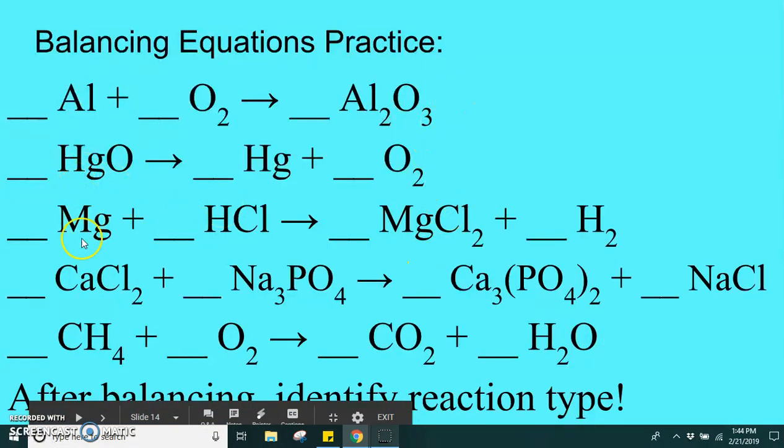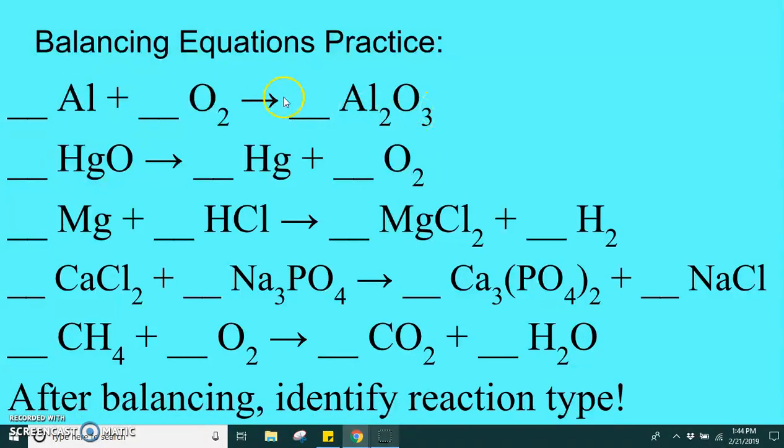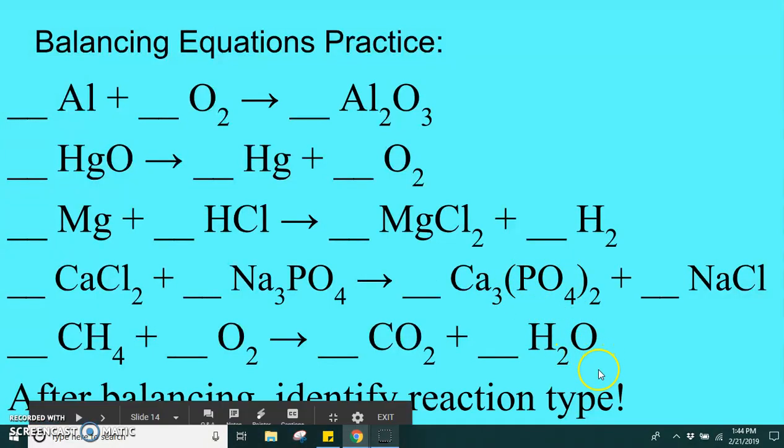Okay, so I want you to go ahead and try these practice problems. So like in this one right here, count the number of aluminums you have on both sides, count the number of oxygens you have on both sides, and see what coefficients you have to put in front to get them to be the same. This one right here, if you have PO4, see how PO4 is together on this side and it's together on this side, then keep them together. So I have one PO4 here and I have two PO4s here.